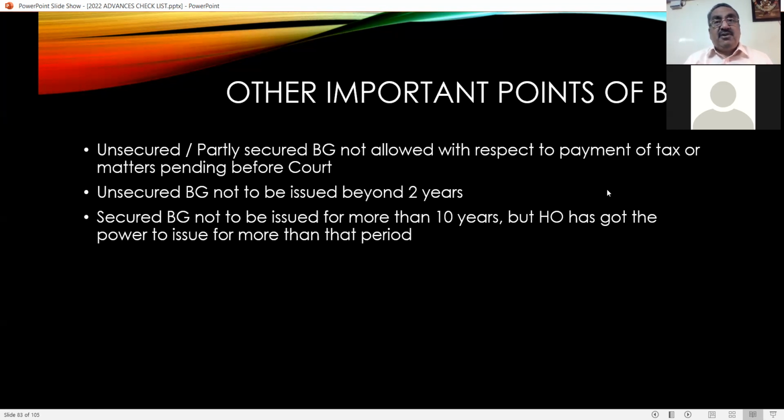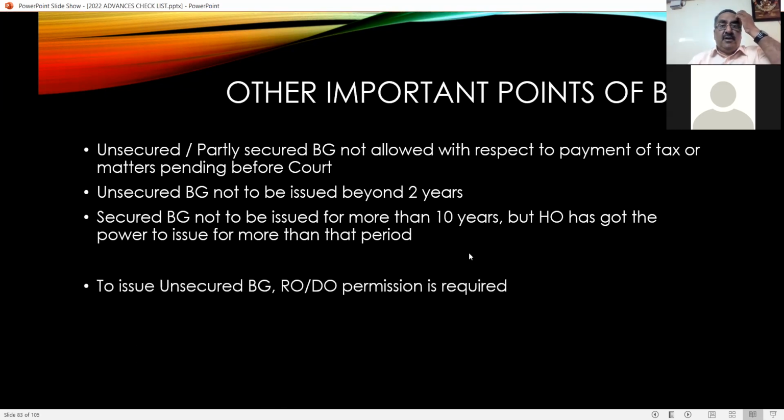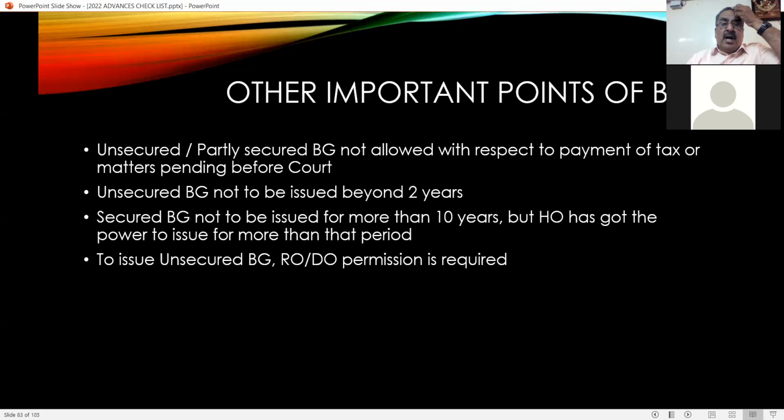But head office has got the power. It is clear that unsecured you can issue for 2 years, and for secured, bankers have got the power to issue up to 10 years. If it goes beyond 10 years, they have to get the head office permission. And to issue unsecured bank guarantee, regional office permission or divisional office permission is required. So that means bankers have got no permission to issue the unsecured BG. This is very, very simple.